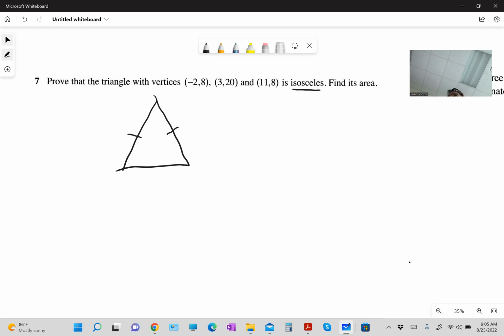Now, here's the thing. In theory, we want to show that it's a triangle first. But I think the spirit of the question is to practice the distance formula. That's what they want you to do. Does that make sense? But let's at least draw it, because it's going to form a triangle. If you have 3 points that are not the same, then you will make a triangle because you can connect them.